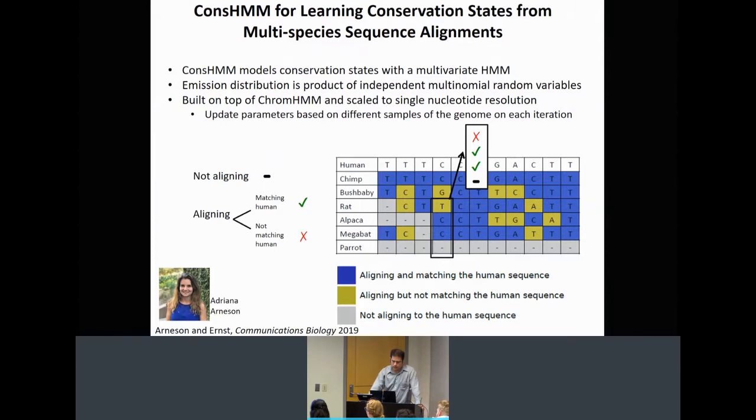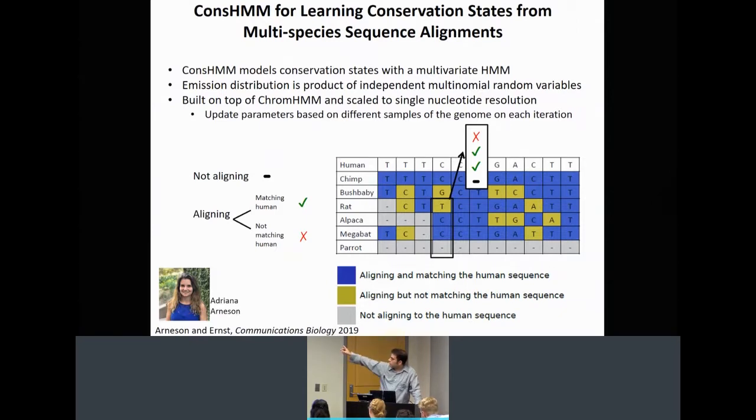Instead of thinking about this comparative genomics multi-species alignment just as a score or an element call, we wanted to characterize it into conservation states based on the combinatorial patterns and spatial patterns of which species are aligning to and matching a reference genome. So what we did here was we took a multi-species DNA sequence alignment and we worked with the 100-way vertebrate alignment from UCSC genome browser.